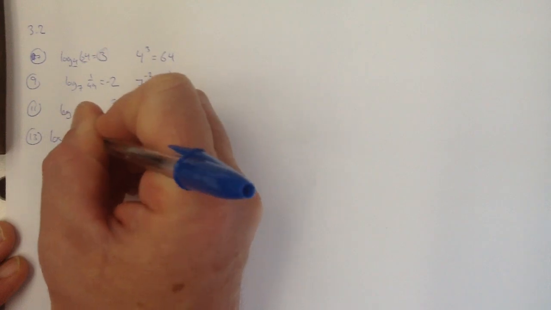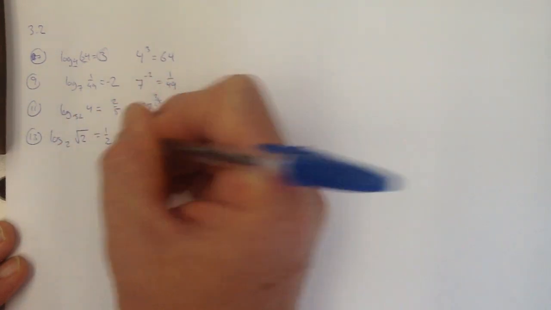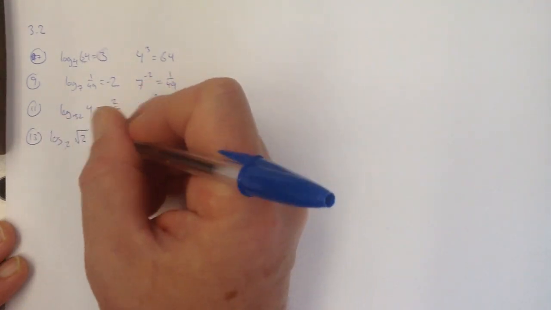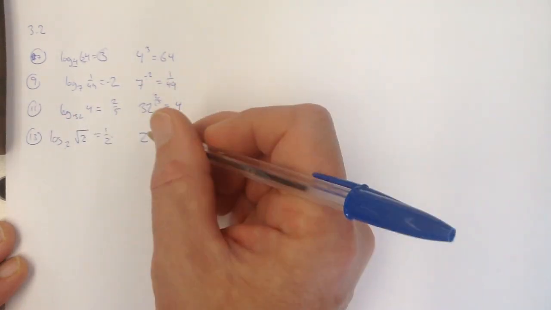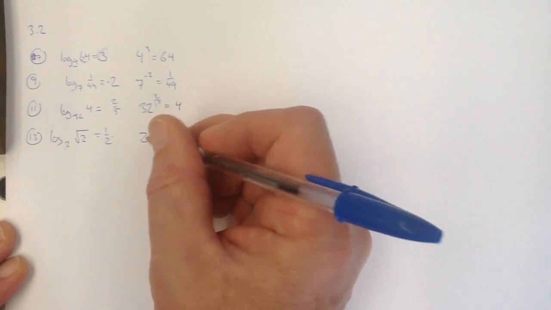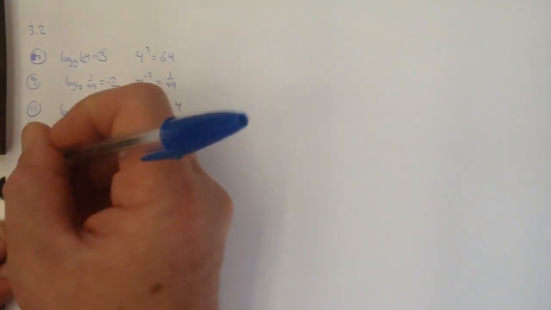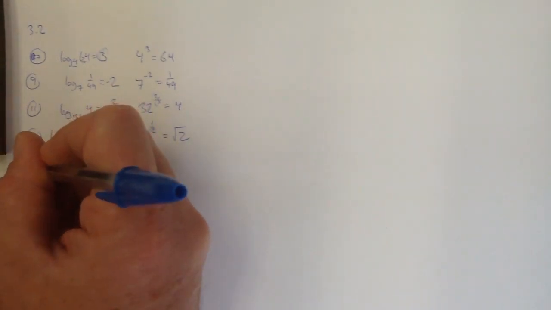Log base 2 of the square root of 2 is 1/2 because 2 to the 1/2 is equal to the square root of 2. This is a root. The denominator of your power is a root, and then just to the first power, so square root of 2. That's what it means.